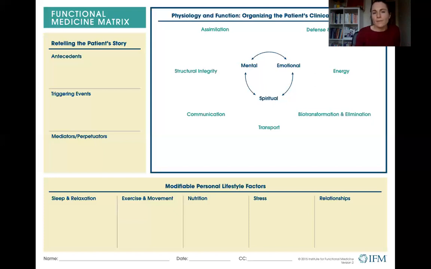The way IFM looks at these ATMs, or antecedents, triggers, and mediators, is this: an antecedent is the digging of the hole, the trigger is what pushed the person into the hole, and the mediator is what keeps them in the hole. It's just a way of organizing a person's story so that they can see how they developed their ill health over time, and how they have reached this state of ill health.